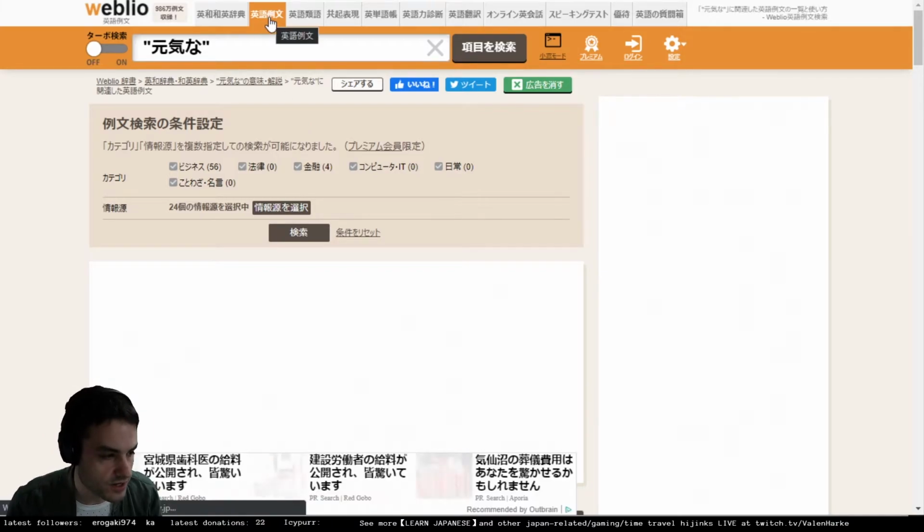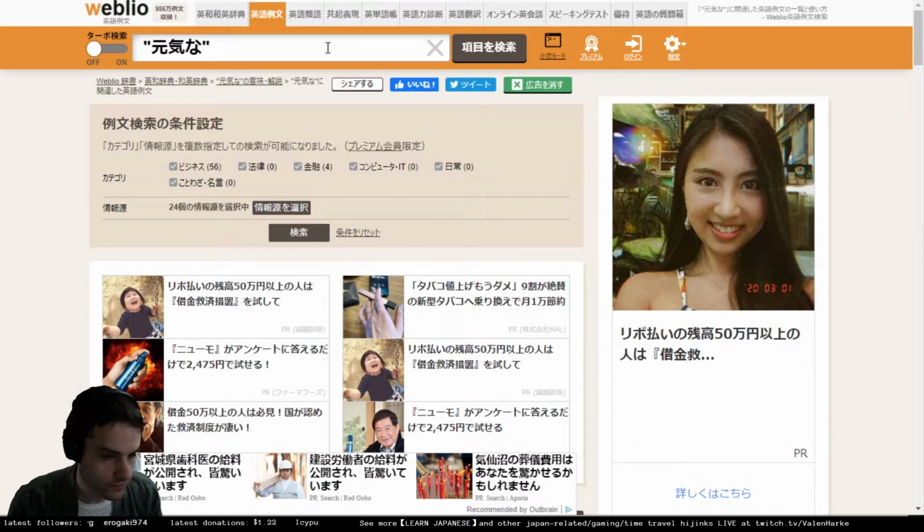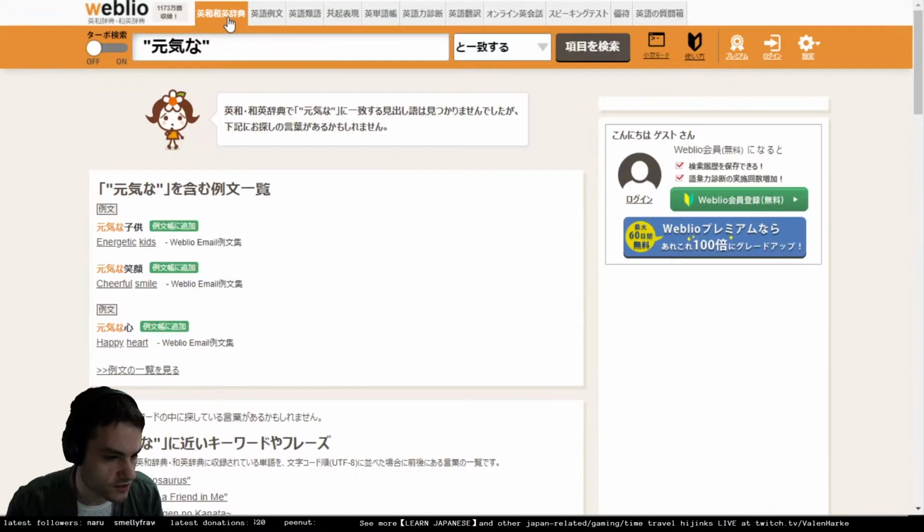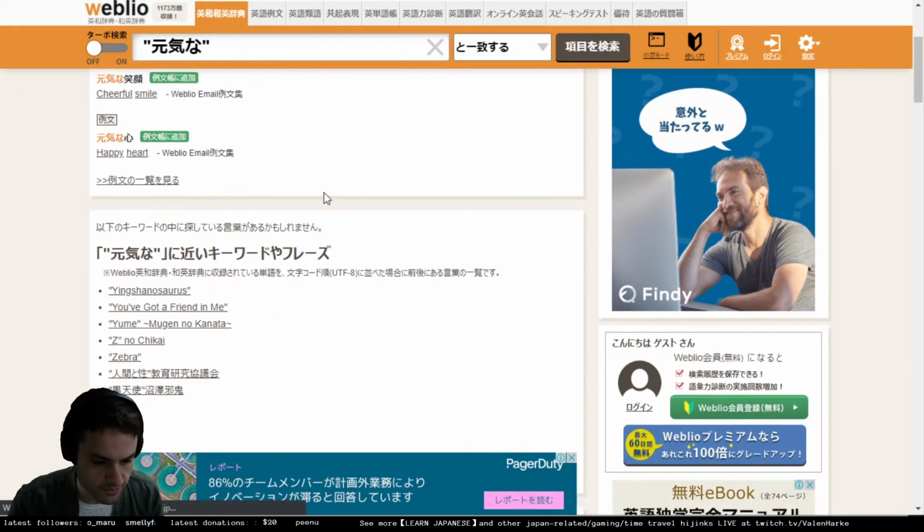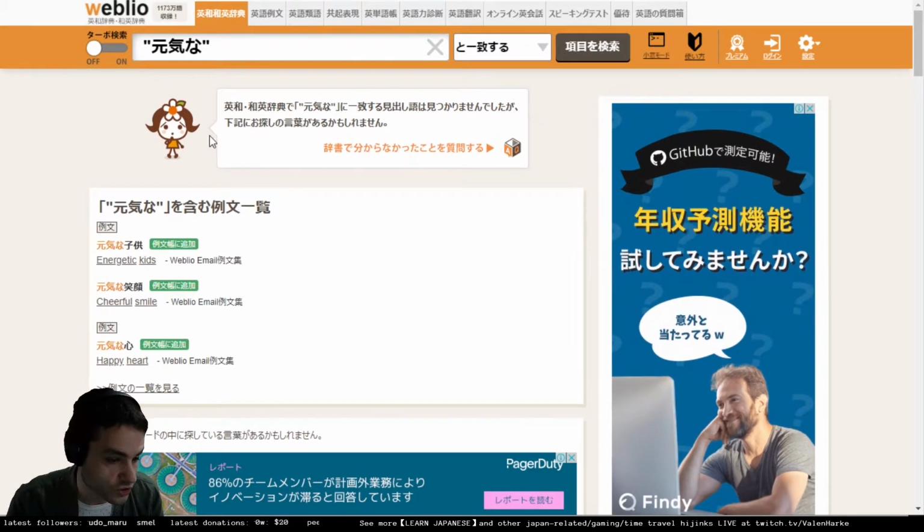Because this second tab here, if you go to Weblio, which is ejje.weblio.jp, or just type Weblio in Google, it'll pop up. The first tab that will show up is this one. This is just a dictionary, and it's kind of annoying to use. That's why I use Jisho as a dictionary.